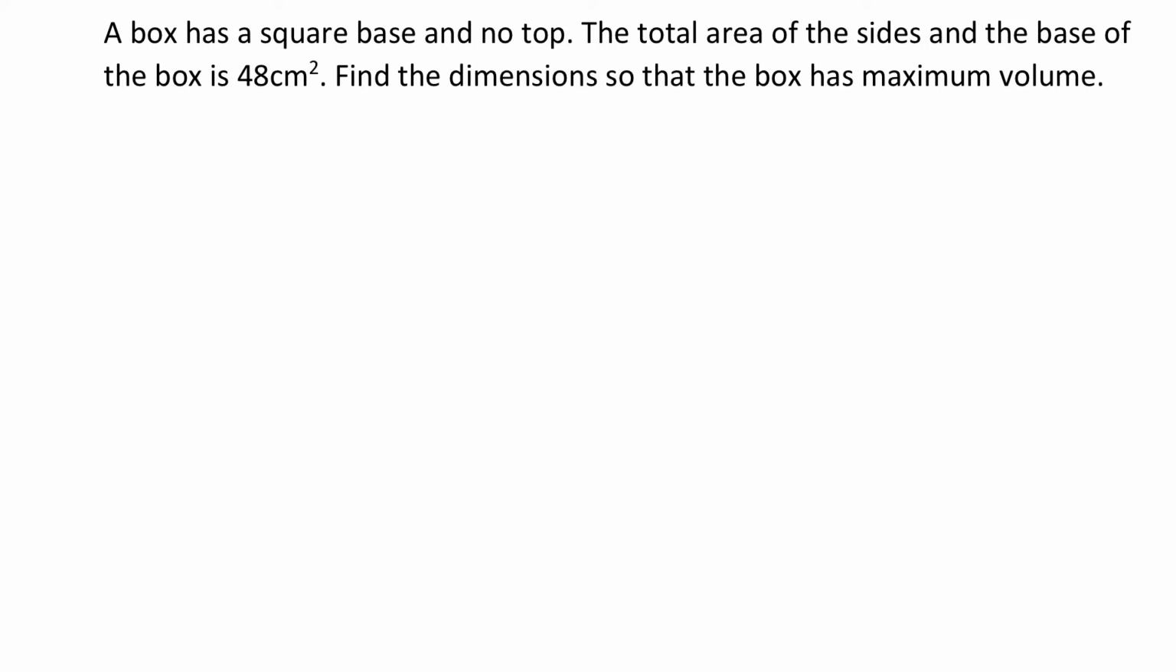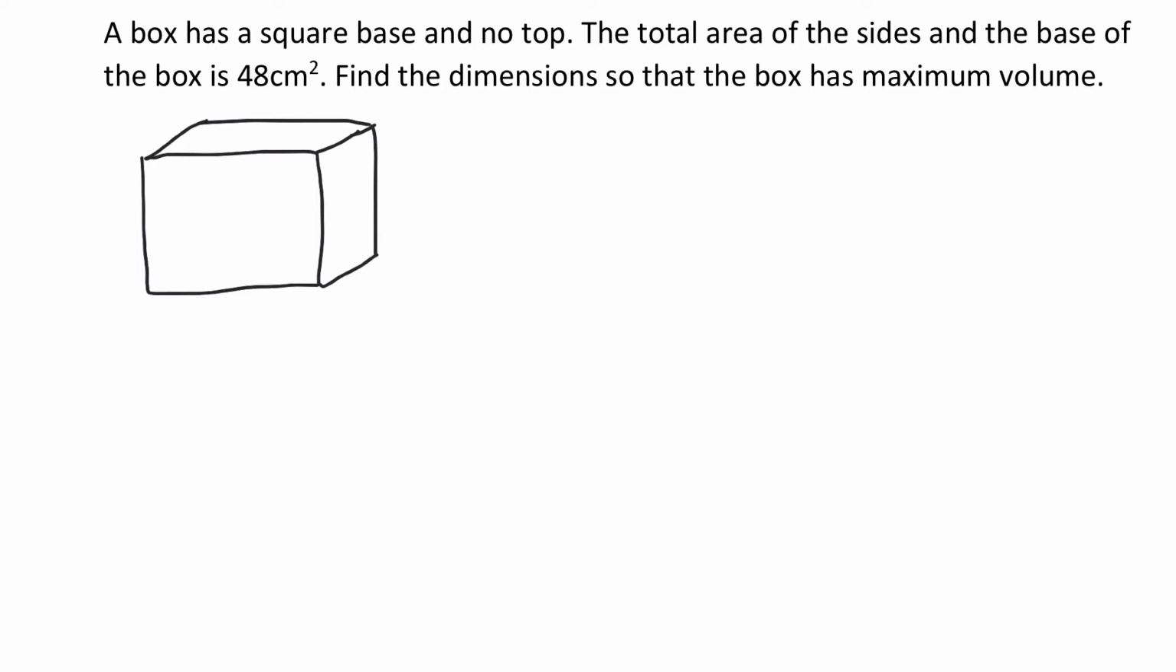Now, before we get going with the actual math here, we're going to want to draw a picture to help us understand what's going on. We've been told that there is a box, so we should draw some type of box. It has a square base, and we've been told that it has no top. Now, there's many ways to do this. One is to draw it like that so you can see inside. Another way is to simply draw an arrow and say no top.